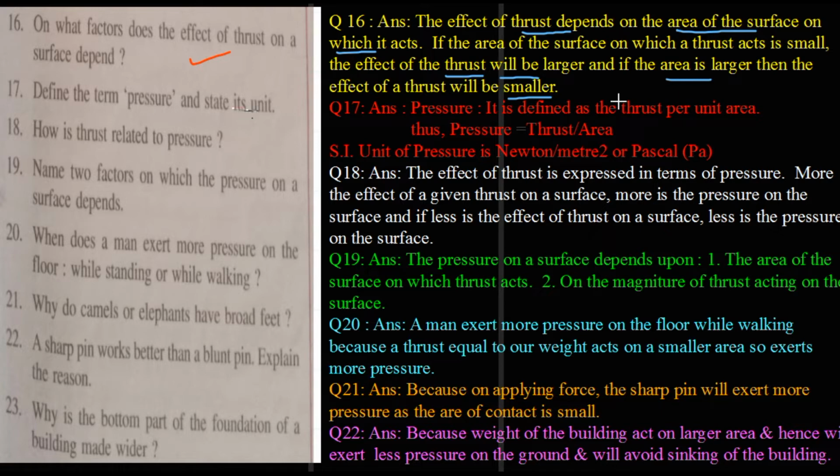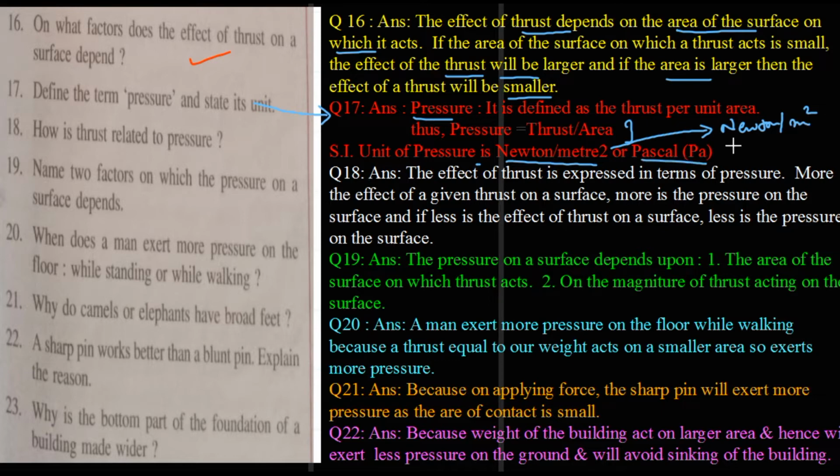Question number 17 is, define the term pressure. So what is pressure? Pressure is defined as the thrust per unit area, and this pressure is equal to thrust upon area. Right? And it's stated, the SI unit is Newton per meter square. I am writing it here, Newton per meter square. Right? Or it is also called Pascal.